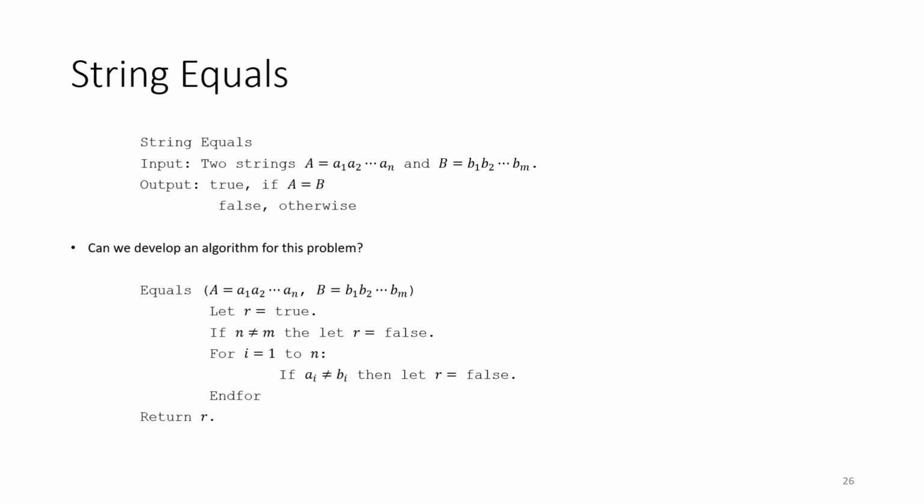I mentioned this in the last video as well. I've chosen to use a flag here. I'm calling it R for return. I'm going to set it up ahead of time to be true, meaning the assumption I'm going to have is that the two strings I have are indeed equal. But anytime I detect evidence of any kind that they are not equal, I will flip this flag to false. That's the idea I have behind the algorithm.